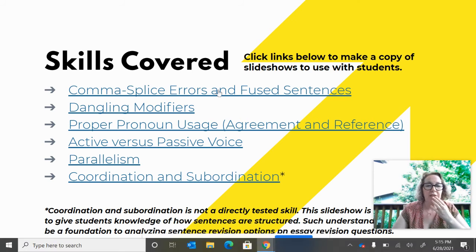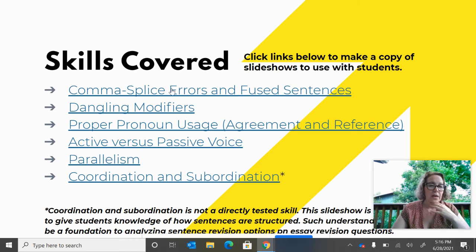These are live links. So when you find the slideshow in the Canvas course, these will link to slideshows that you can use to teach these skills. I will say the top 3 are the ones that have the most questions attached to them. And especially, for some reason, pronoun agreement is something that they really like to talk about. But there is always going to be comma splice, and that's going to be throughout the test.